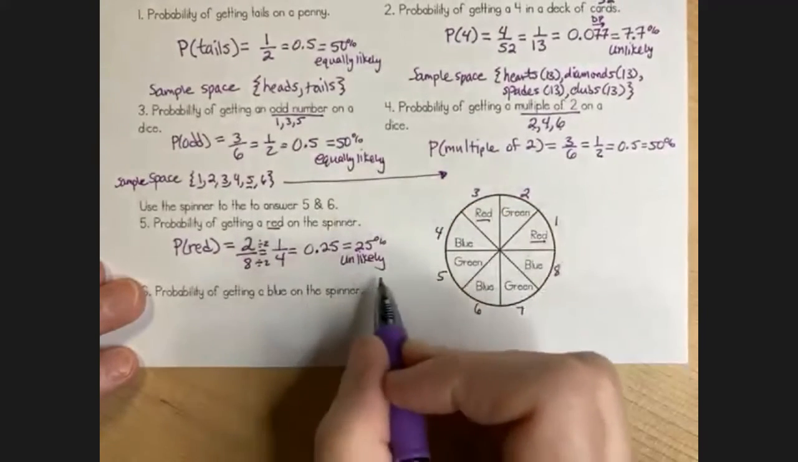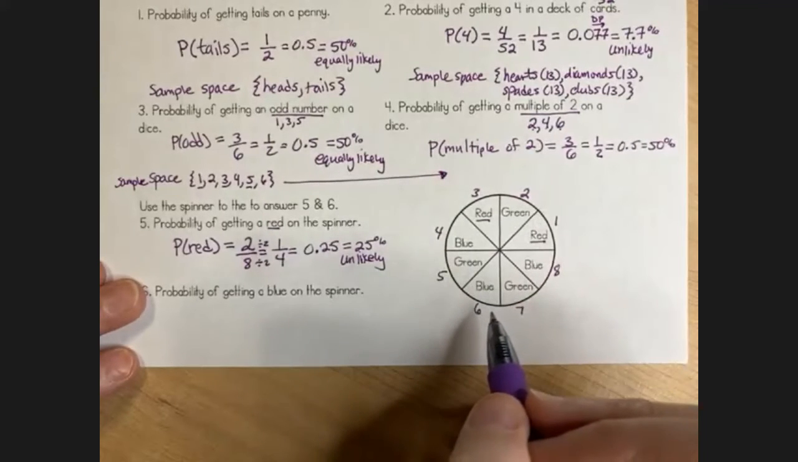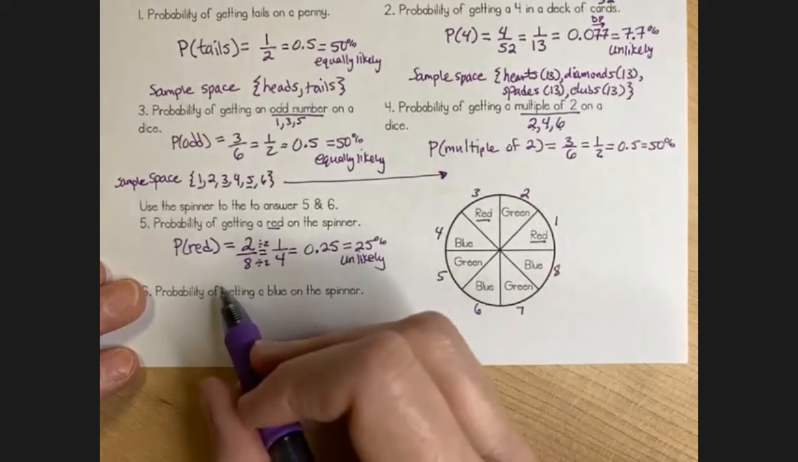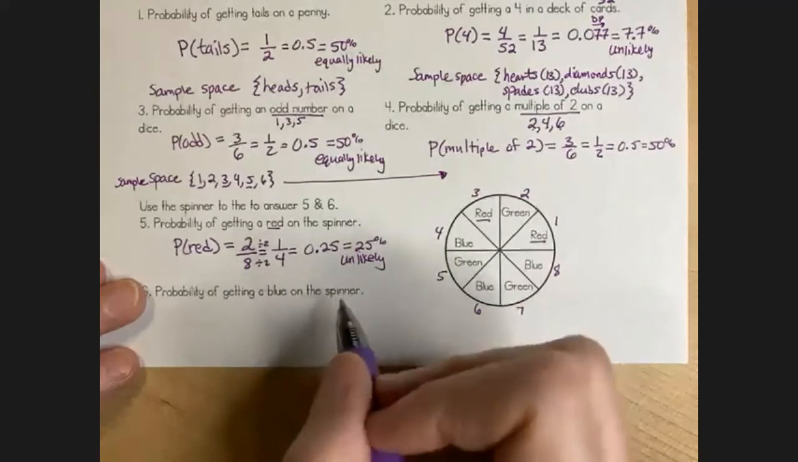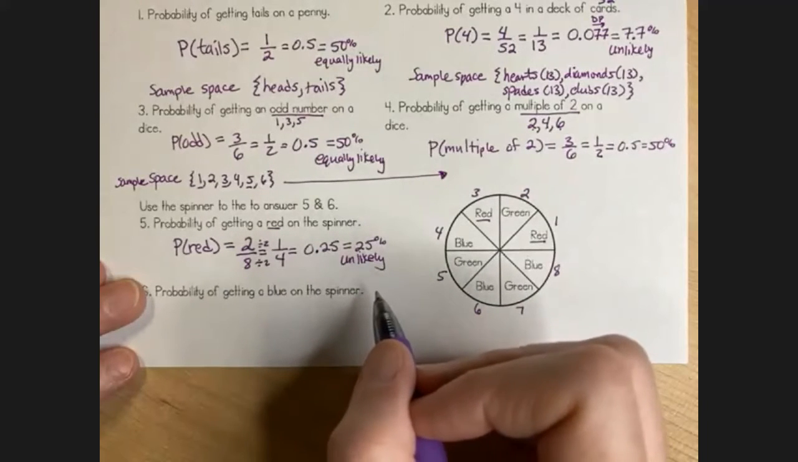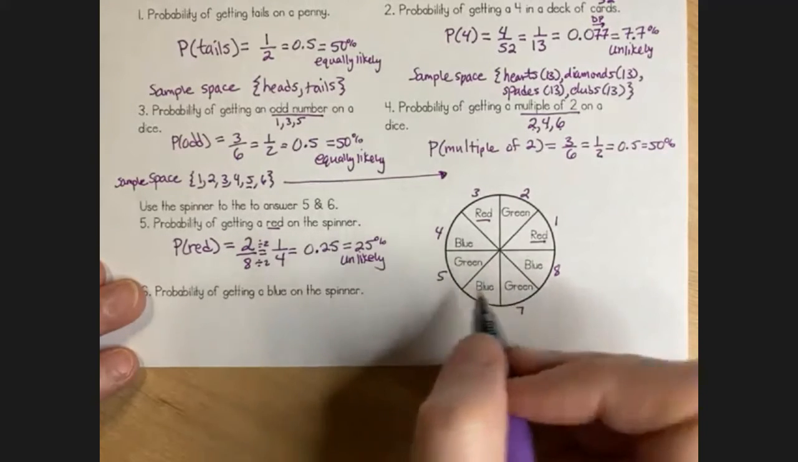I have a 1 in 4 chance. That means if I spin the spinner 4 times, 1 out of the 4 times would probably be a red. Now, experimentally, that may not happen, but theoretically, that's what should possibly happen. Doesn't mean it will. So this is a 25% likelihood. Back to the sample space.